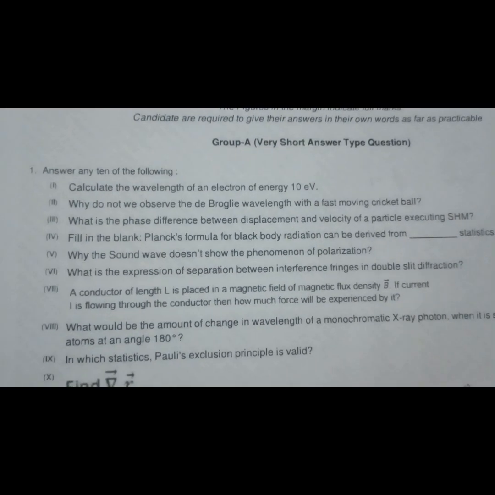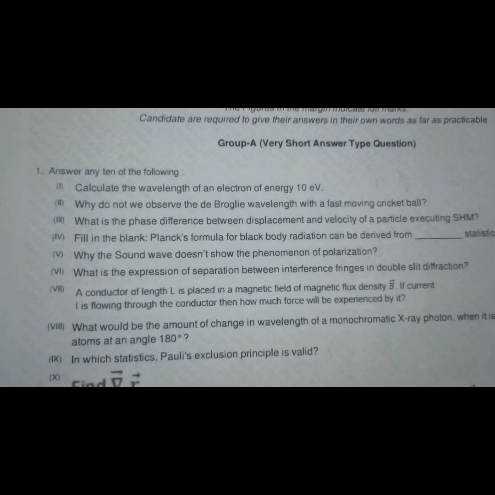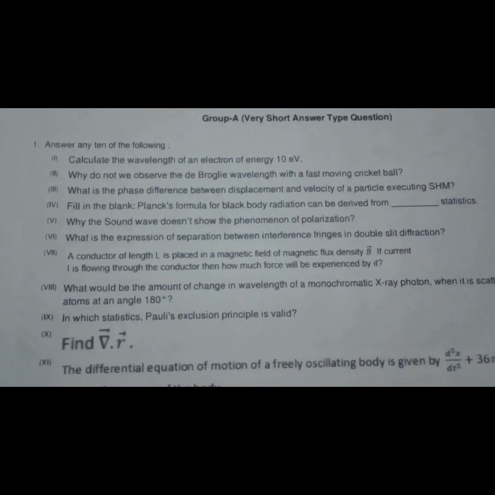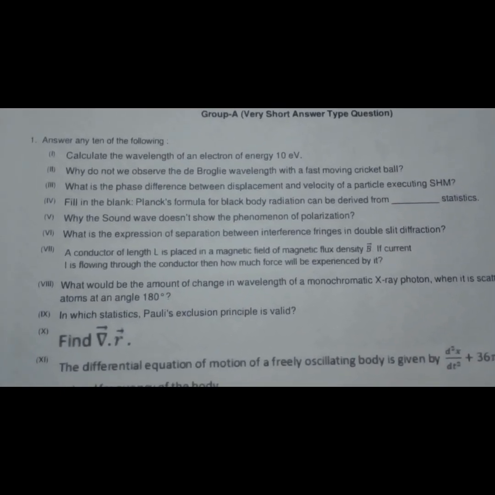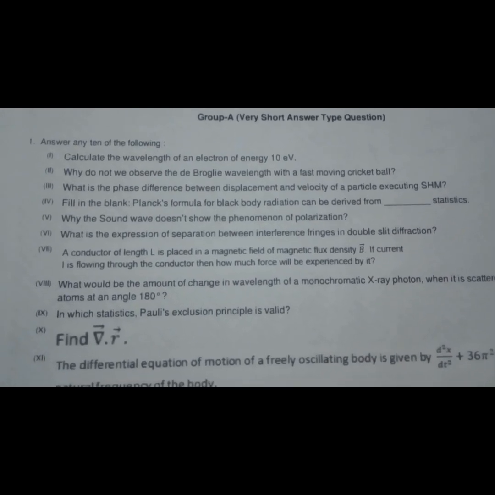Number 1. Calculate the wavelength of an electron of energy 10 eV. Number 2. Why do we not observe the de Broglie wavelength with a fast moving cricket ball? Number 3. What is the phase difference between displacement and velocity of a particle executing SHM?